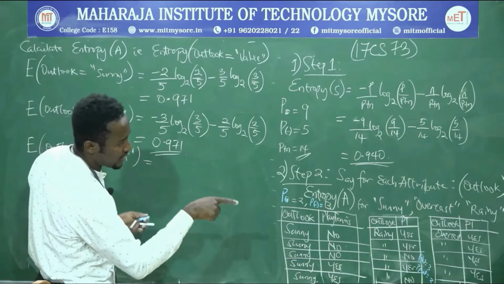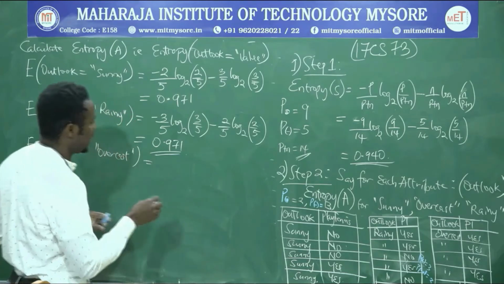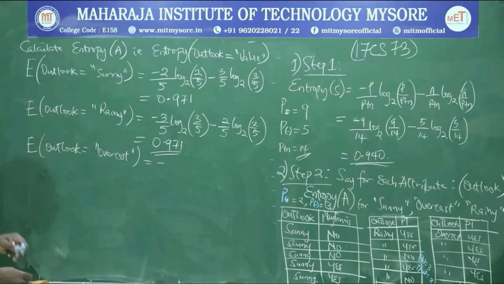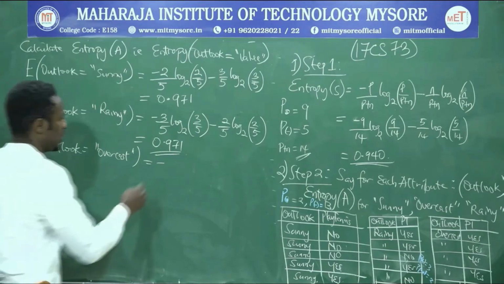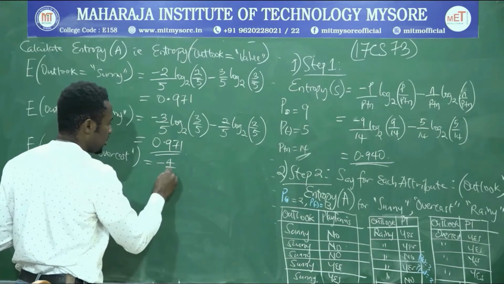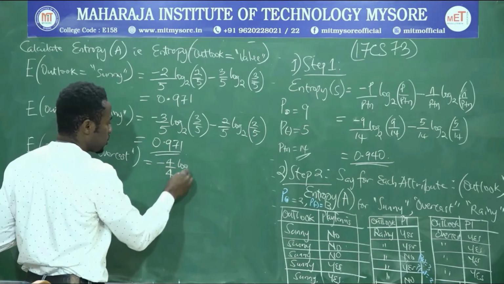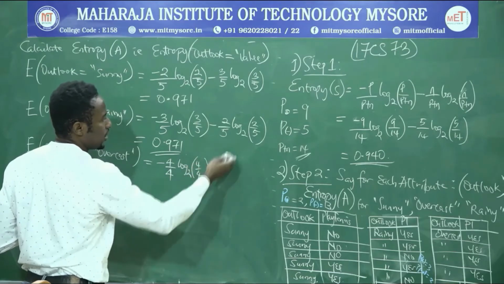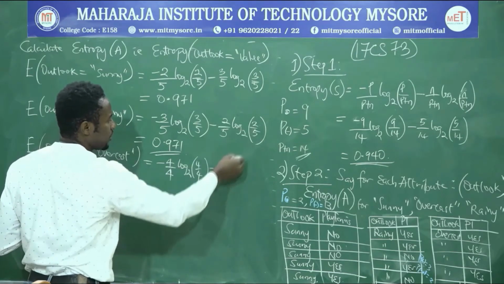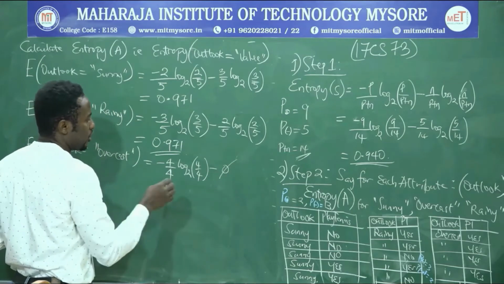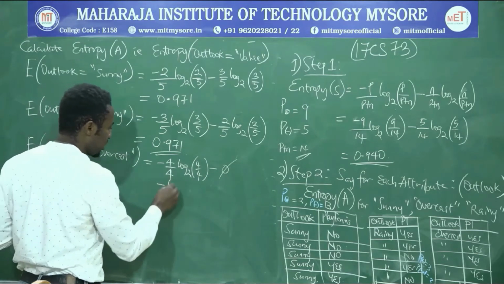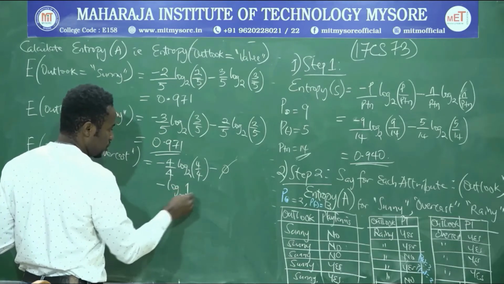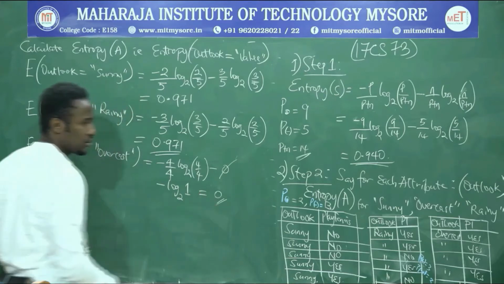So, since there are no negative examples, only positive are there. So, we have minus 4 upon 4. What is 4 upon 4? Minus 4 upon 4 is 1, right? Log base 2 of 4 upon 4. Minus, the rest is 0 only. No, we are multiplying, so this is gone, right? So if you check minus log 1 to base 2, you will get 0.